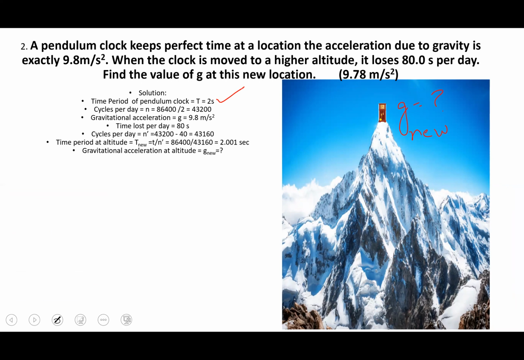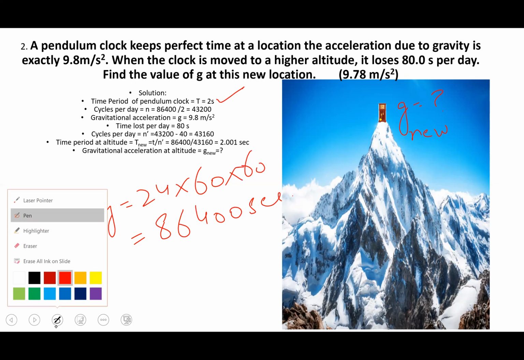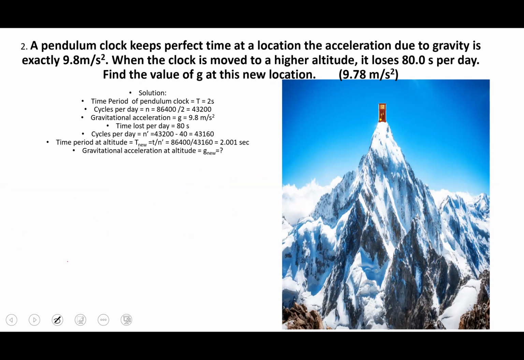The cycles per day: we have a day that contains 24 hours, and in each hour there are 60 minutes, and in each minute there are 60 seconds. So when we multiply all of these, it will be 86400 seconds in a day. Now as we know that it is a seconds pendulum, it doesn't complete 86400 vibrations. It completes half of that because it requires 2 seconds to complete its whole vibration. So we are dividing it by 2, and that is why our answer is 43200 cycles per day.